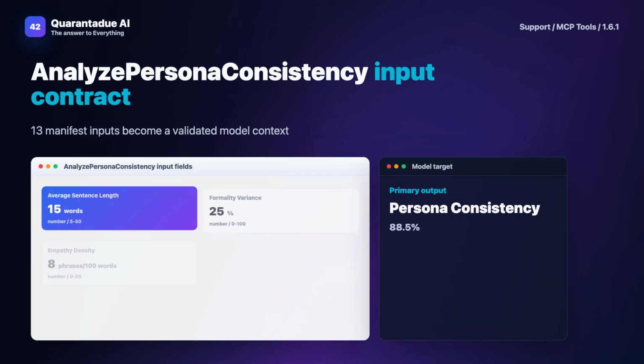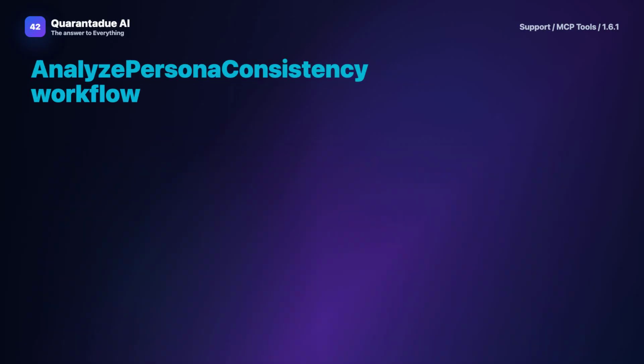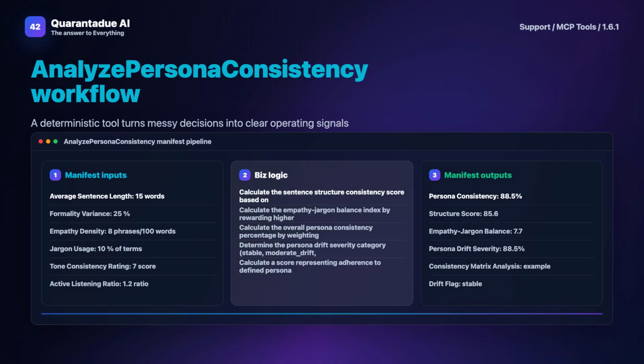The workflow then applies calculate the sentence structure consistency score based on how close the average sentence length is to the optimal range and the variance in formality. Calculate the empathy jargon balance index by rewarding higher empathy density and penalizing excessive jargon usage. Calculate the overall persona consistency percentage by weighting the structure score, balance index, tone consistency rating, and active listening ratio.